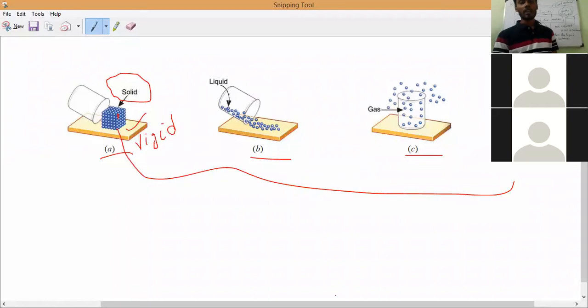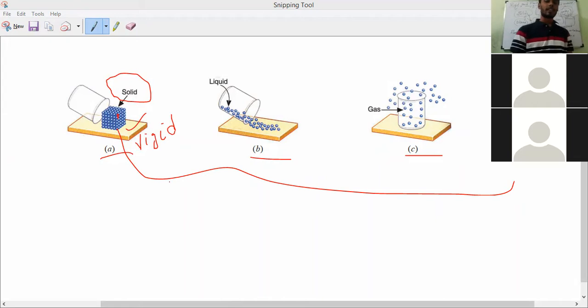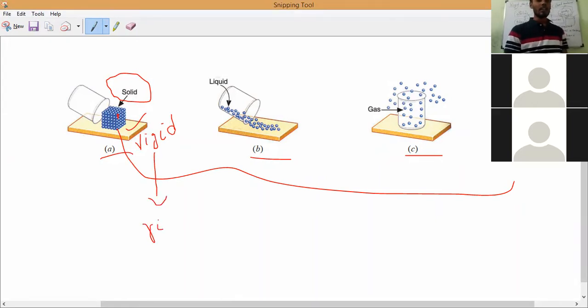If you keep this cube here, here or here, everywhere, is the shape changing? The shape does not change. So what is this property called, maintaining its state even though it is a solid? The property is called rigidity. What should we call it? Rigidity.